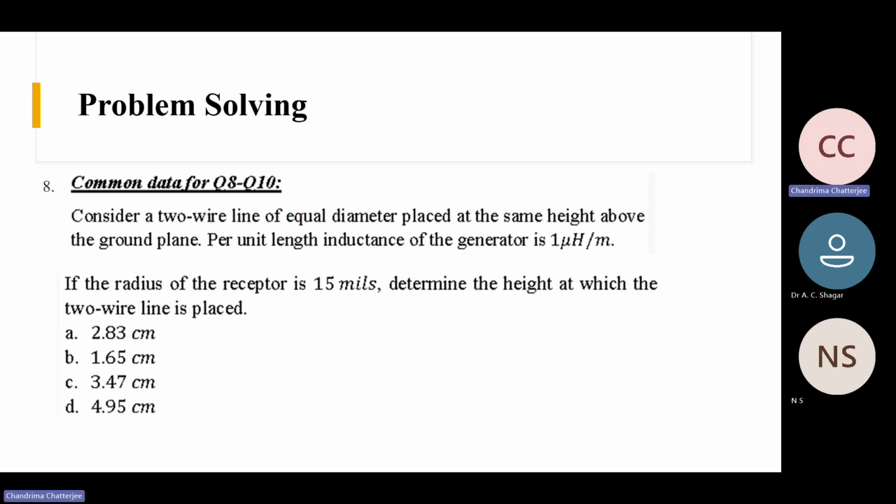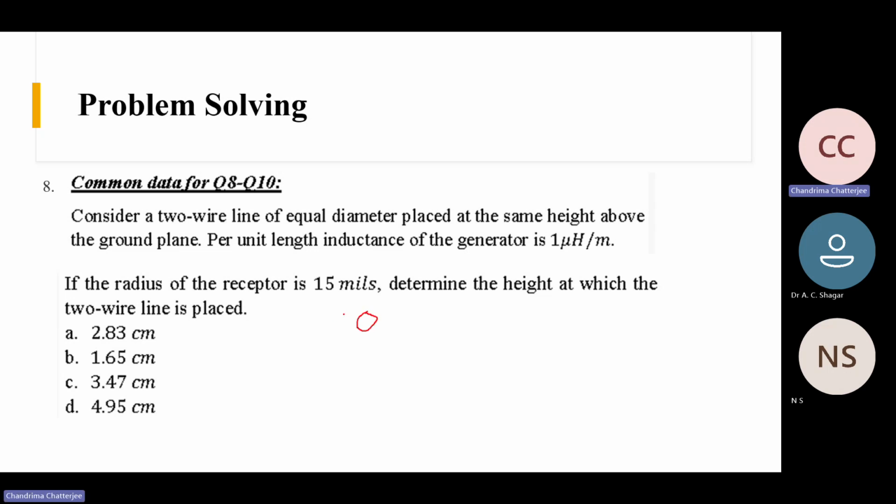Okay, so we will go to the next question. Consider a two-way line of equal diameter placed at the same height above the ground plane. Per unit length inductance of the generator is 1 microhenry per meter. If the radius of the receptor is 15 mils, determine the height at which the two-way line is placed. A similar question we have already solved. Here they have told that the height is equal for the generator and the receptor. They are placed at the same height from the ground.